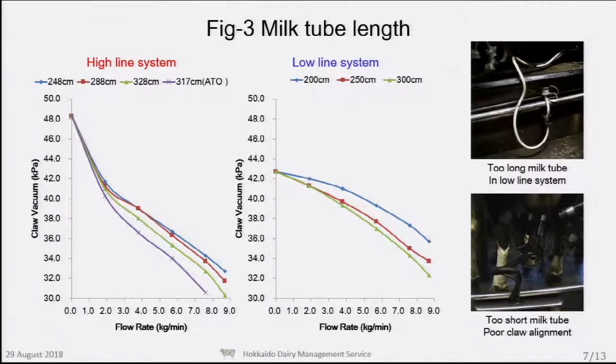Upper side picture shows two long milk tube lift, long milk tube, and aperture diameter. Lower side picture shows two short milk tube and poor flow alignment. Short milk tube length is better than longer, but too short milk tube sometimes makes poor flow alignment like this picture.